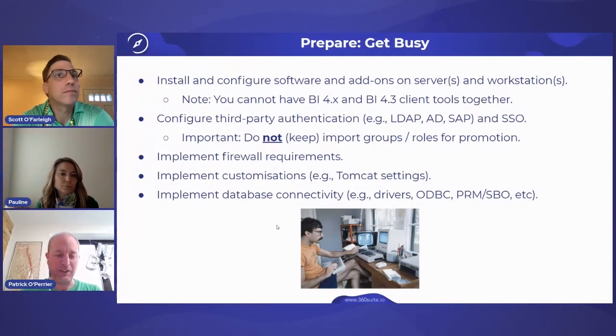Most of you will be, I'm sure there's a question already, somebody asking, is there a checklist? So this is the kind of checklist stuff here, right? Configure your third-party authentication. So most of you will be using Active Directory or something else. Now, before you promote your content from 4.2 to 4.3, you need to make sure that the third-party authentication is configured.